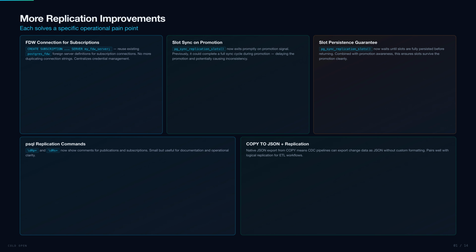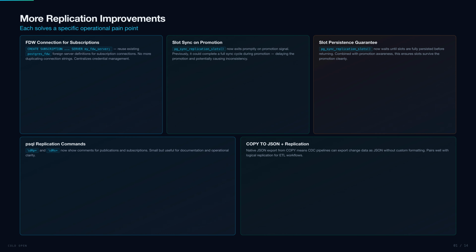5 more replication improvements. FDW-based subscription connections. CREATE SUBSCRIPTION using a postgres_fdw foreign server definition. Reuse existing connection parameters instead of duplicating connection strings. Centralizes credential management. Slot sync now exits promptly on promotion and waits until slots are persisted before returning.